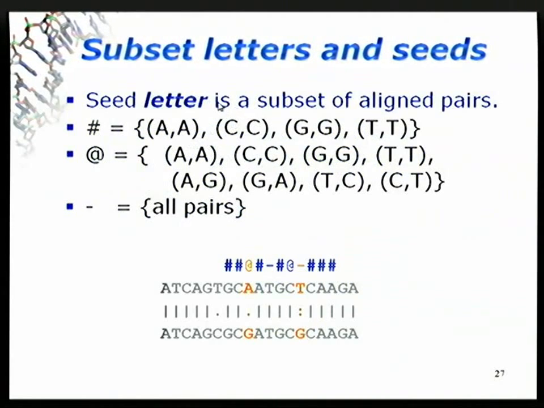The general idea is to introduce so-called subset letters. The seed letter in this case is just a subset of aligned pairs. In this notation, the sharp contains four pairs, and this at symbol contains eight pairs. So it contains these matches and also GA, TC, and CT, and a joker corresponds to all pairs. The condition of matching between seed and similarity is that the pair of aligned symbols in the sequences belongs to the set corresponding to the seed letter.